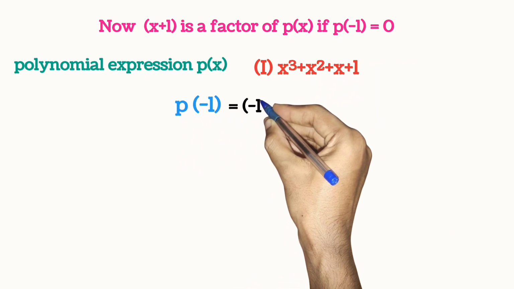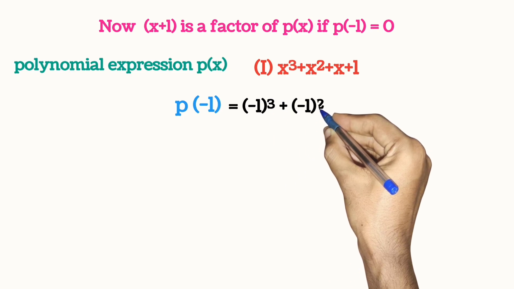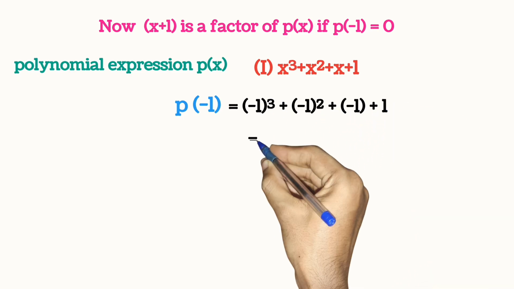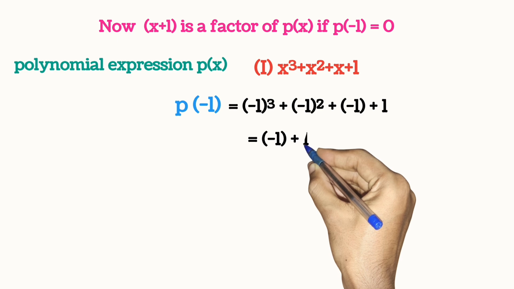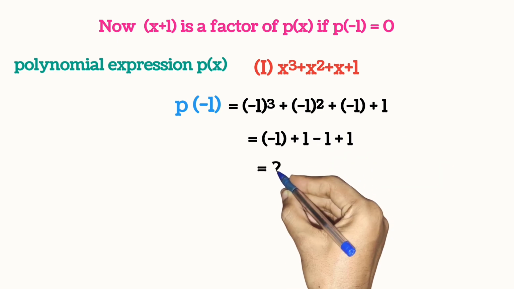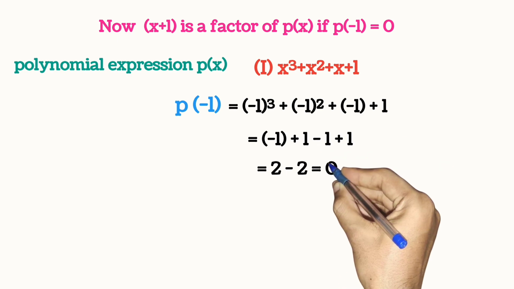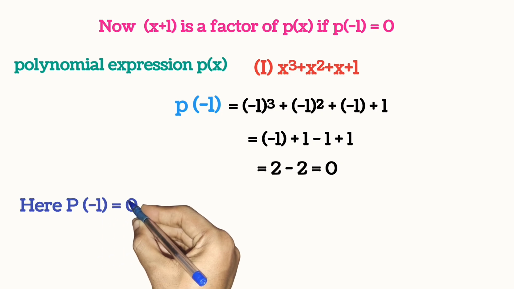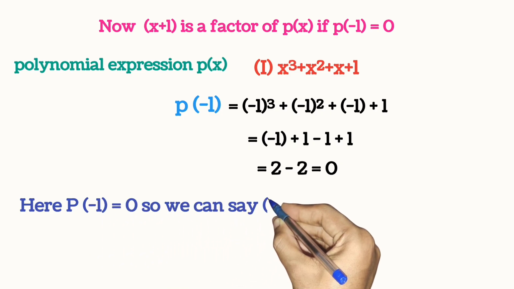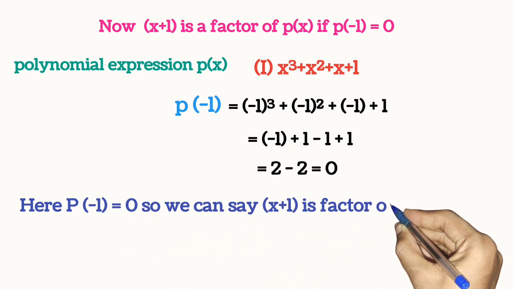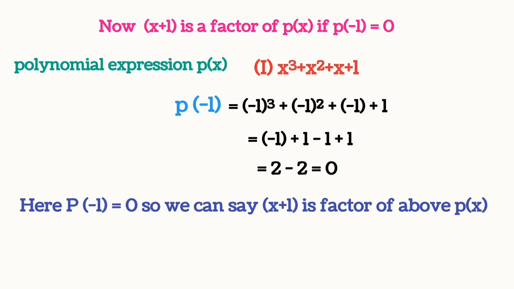Then putting minus 1, we get (minus 1) to the power cube plus (minus 1) square plus (minus 1) plus 1. That will be minus 1 plus 1 minus 1 plus 1, that is equal to 2 minus 2, that is equal to 0. Here p(minus 1) equal to 0. So we can say x plus 1 is a factor of the above polynomial p(x).